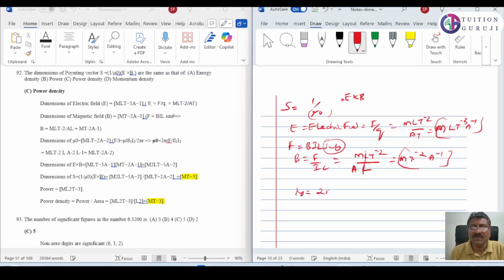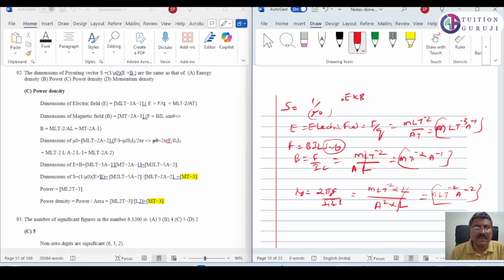Now mu0. We know mu0 is equal to 2 pi d F divided by I1 I2 L. The dimension of F is M L T raised to minus 2 into L, divided by I1 I2, which is A square, into again L. Both L will get cancelled. Then it is M L T raised to minus 2 A raised to minus 2.